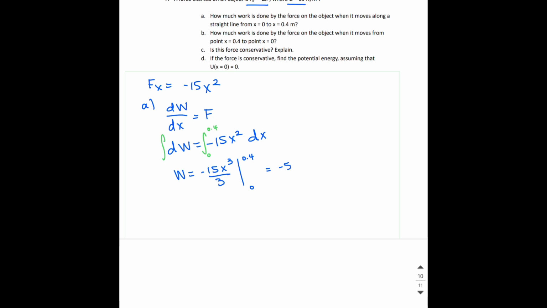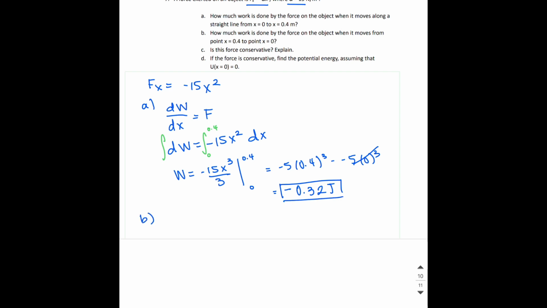So negative 5 times 0.4 cubed minus a negative 5 times 0 cubed, which obviously that cancels out, and I get a negative 0.32 joules. And that would be my final answer.